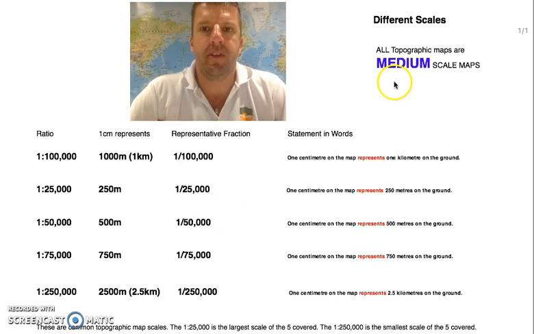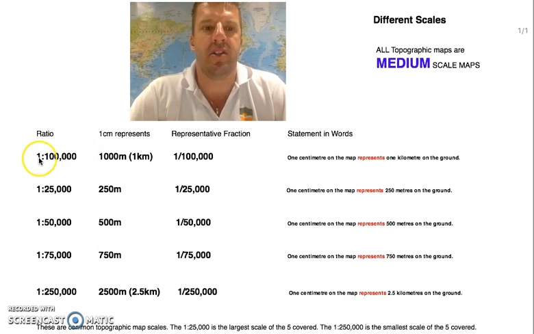Hey guys, let's review different types of scale maps that you may come across in your journey through year 11 and 12. So first of all, topographic maps are medium scale maps. Okay, so every map that you use is a medium scale map. Some of the common scales that you're going to come across: 1 is to 100,000.